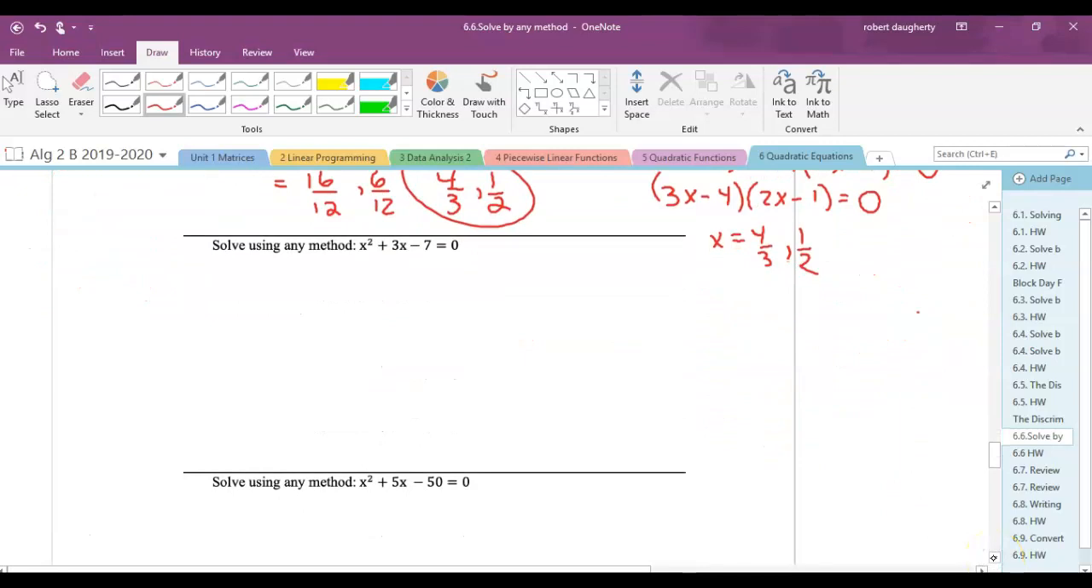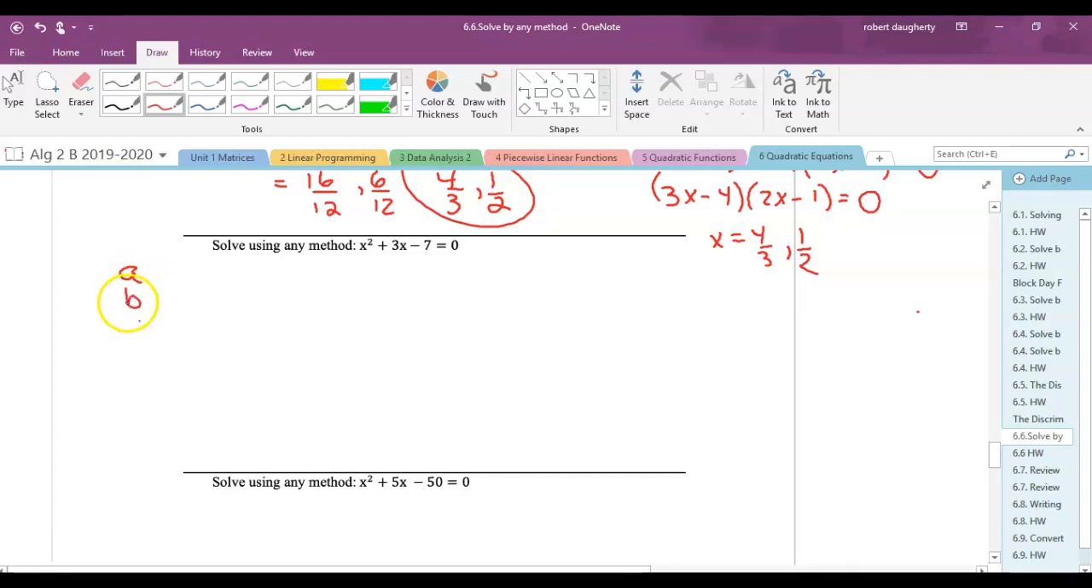What about the next one? First of all, does it factor? I would need numbers that multiply to negative 7 and add to 3. What are the factors of negative 7? 1 and 7. There's no way this is going to work to factor. If it can't factor, then my choice is going to be quadratic formula or completing the square. If I complete the square, I've got to take half of 3, which is 3 halves, and square it. Do you like squaring 3 halves and working with that? So what do you want to do here?